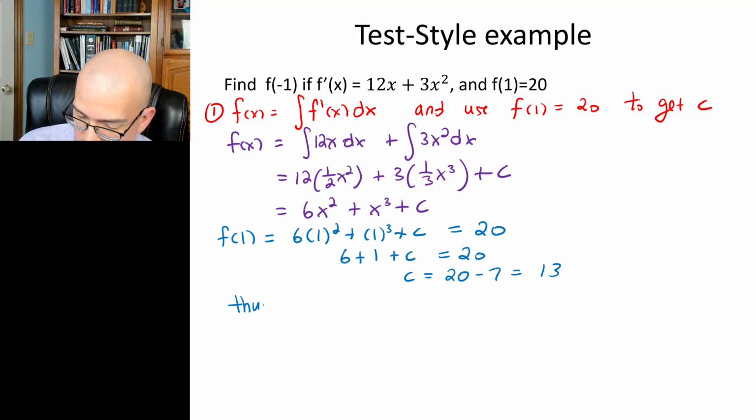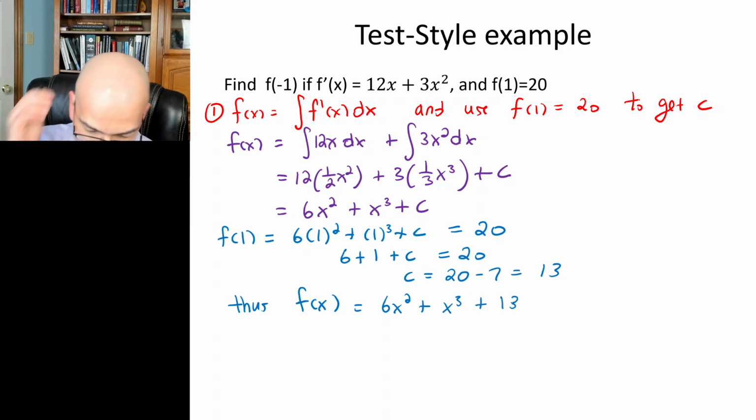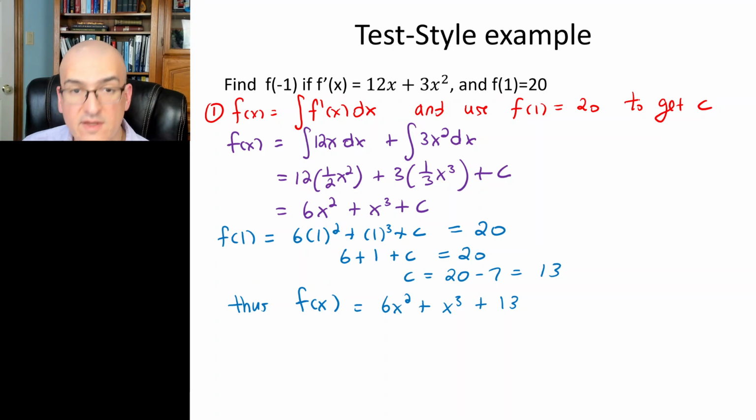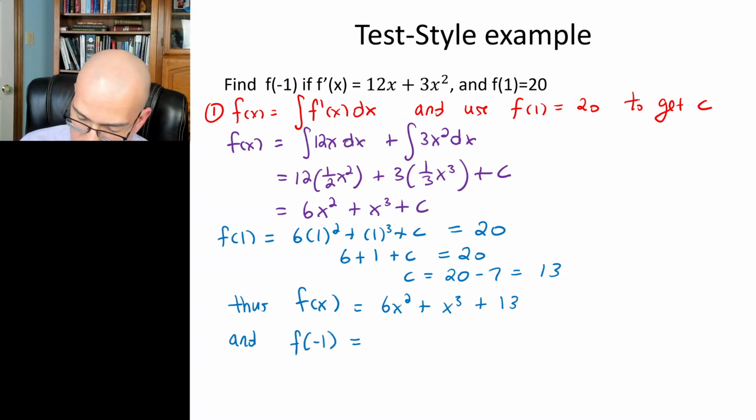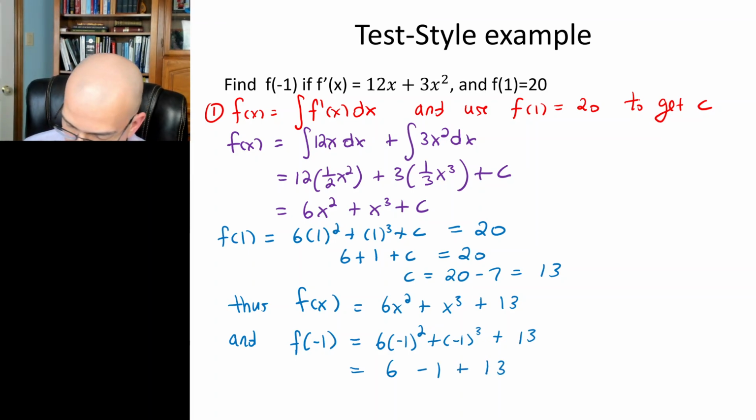Thus, f of x is equal to 6x squared plus x cubed plus 13. And we want to find f of negative 1. So 6 times negative 1 squared plus negative 1 cubed plus 13. So 6 minus 1 plus 13, which is 18.